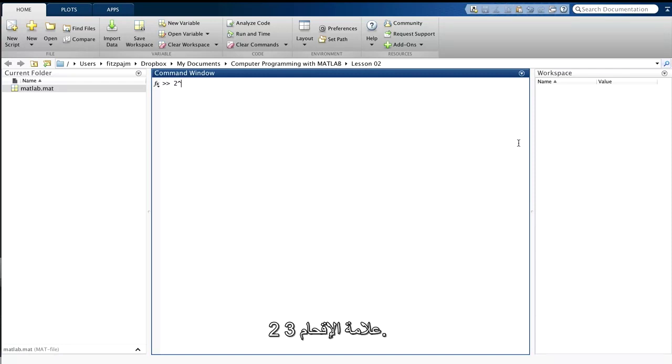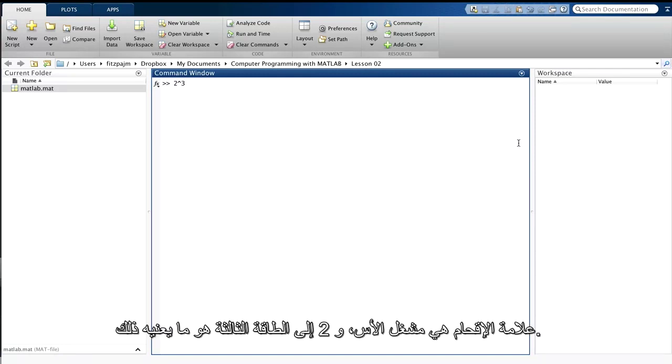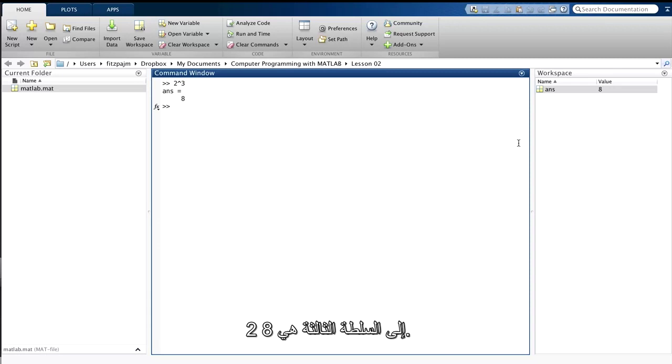2 caret 3. The caret is the exponentiation operator, and 2 to the 3rd power is what that means. 2 to the 3rd power is 8. Not surprising. But what might be surprising is that you can do exponentiation operation with arrays. Array exponentiation works sort of like array multiplication. At least the rules are the same.